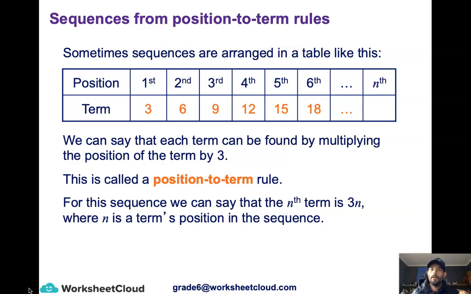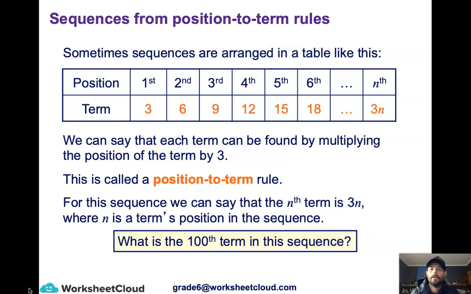Now, the nth term is used for, if I had to say to you guys, what is the 100th term in this particular sequence? You're not going to want to write out 100 terms, because that's going to take you forever. So if I put 100 in place of where n is, all I then need to do is say, okay, 100 times 3 is 300, so the 100th term is going to be 300. And that's really, really useful for you moving forward.